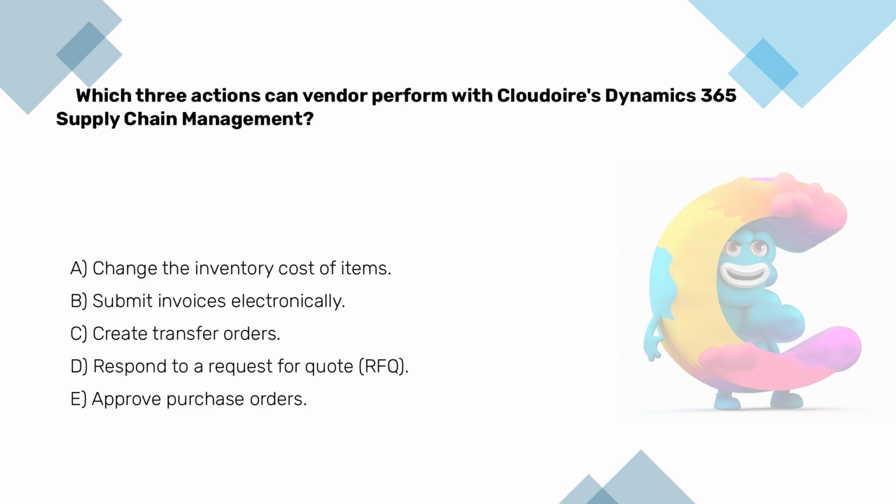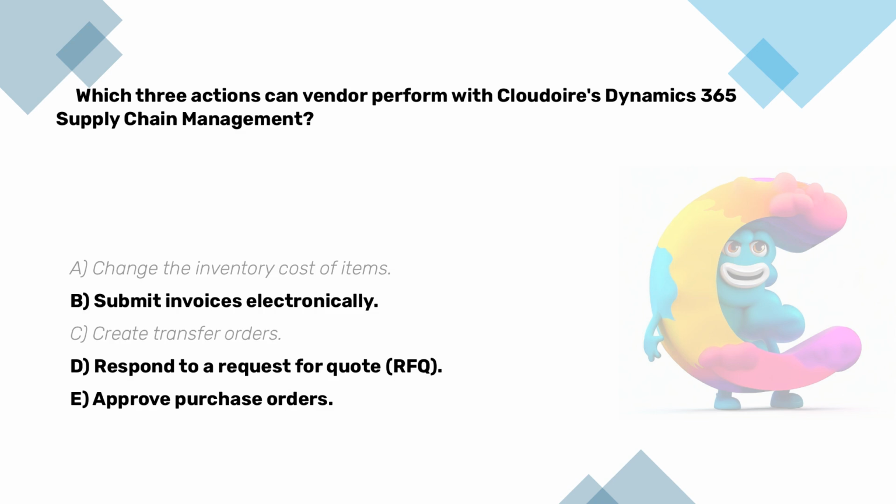Which three actions can vendor perform with our Dynamics 365 supply chain management? A. Change the inventory cost of items. B. Submit invoices electronically. C. Create transfer orders. D. Respond to a request for quote. E. Approve purchase orders. Okay, now pause the video here, have a bit of think, and then continue when you are ready.